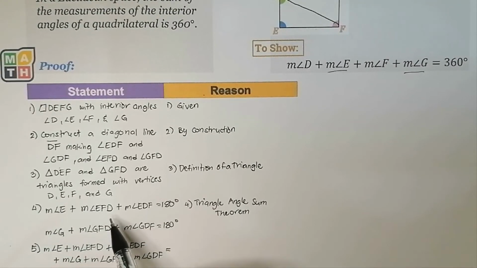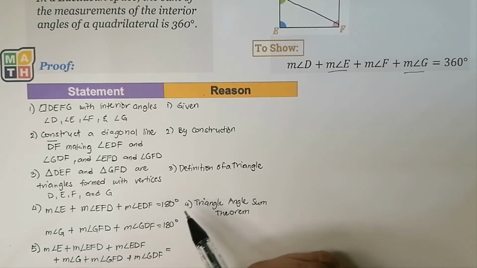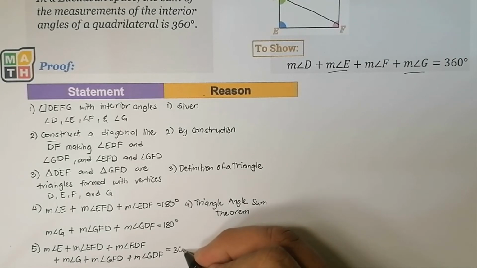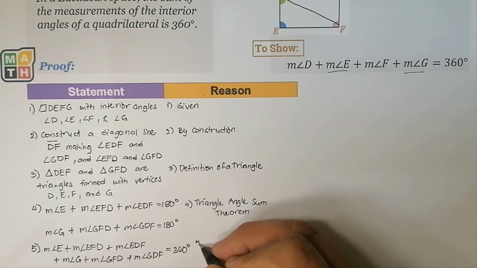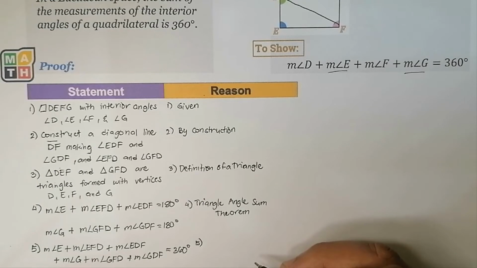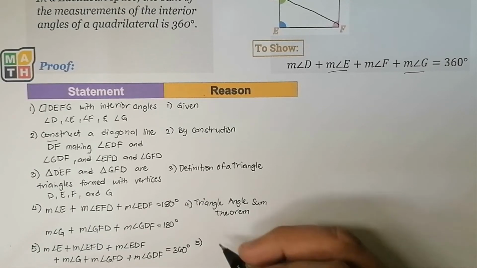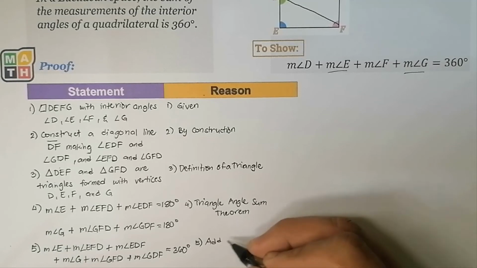Okay, I added both left hand side. That would mean it's the same as adding this side as well, right hand side. This is 360 degrees. You can argue that this is under angle addition postulate, or you could just simply say addition property.